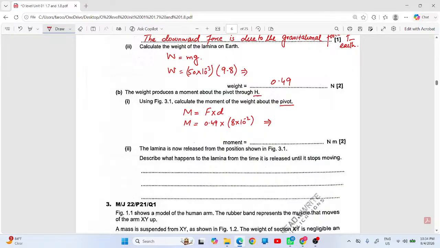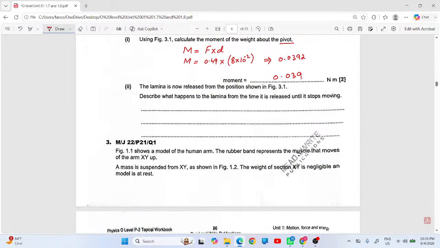0.49 into 8 times 10 raised to power minus 2. The answer is 0.0392, which is 0.039.